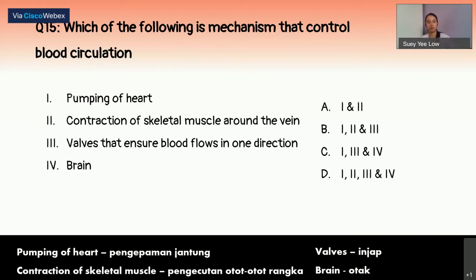So which will be the correct answer? Come, try it out. So probably the brain is wrong, right? Okay, the answer will be B. Yep. The control of your blood circulation is through the pumping of your heart, contraction of the skeletal muscle around the veins, and the valves in the veins that control your blood flow in one direction.